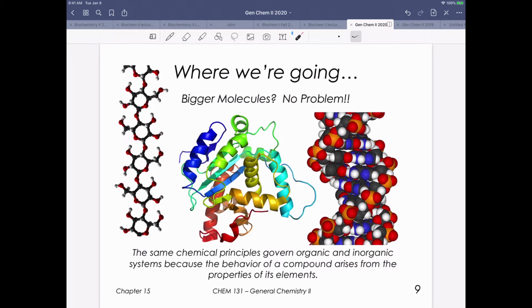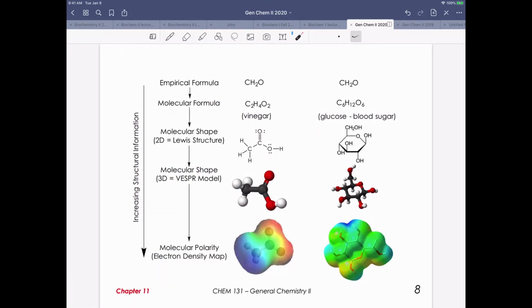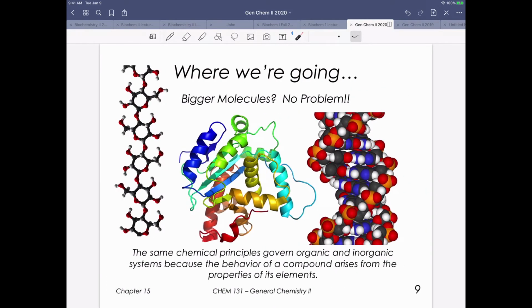We had this same kind of slide in Gen Chem 1 or Gen Chem 2 when we said, it doesn't matter if we get to bigger molecules that have more atoms. We just need to treat each individual central atom independently, and then we can figure out the hybridization around it. We can figure out the bond angles around it. It doesn't matter if we get bigger and bigger, we just have to keep considering each piece separately.